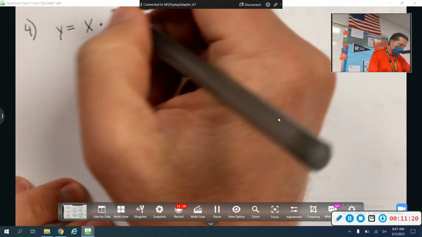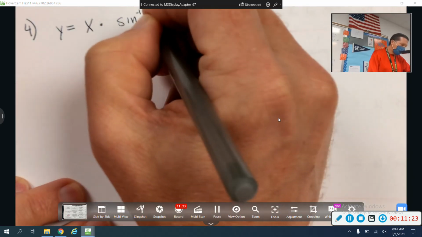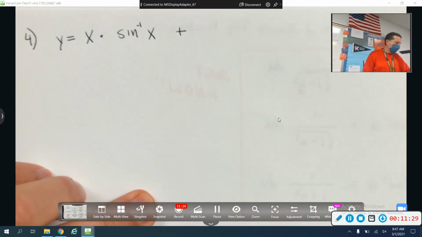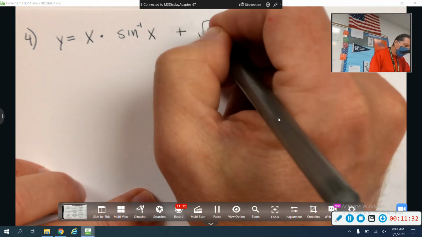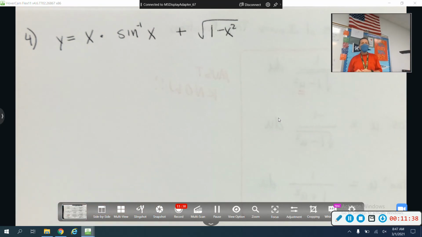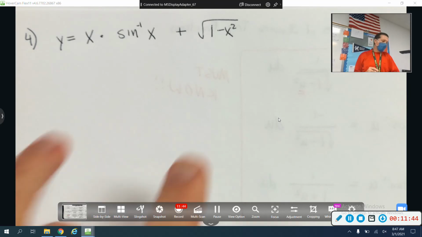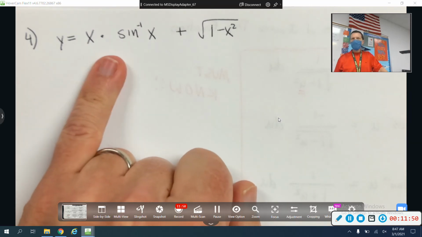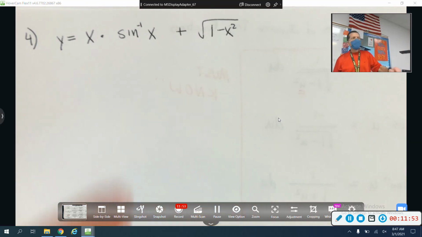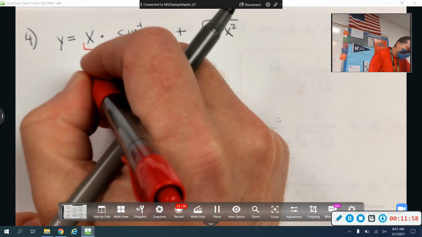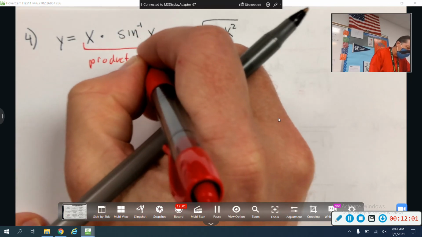y equals x times inverse sine of x plus, just going to make this one all kinds of wacky, square root of 1 minus x squared. So I got 2 pieces here. What rule am I going to have to use on this first piece? Product rule. So combining, again, we're always combining the things that we already know with the new stuff. So at least that part is a product rule.